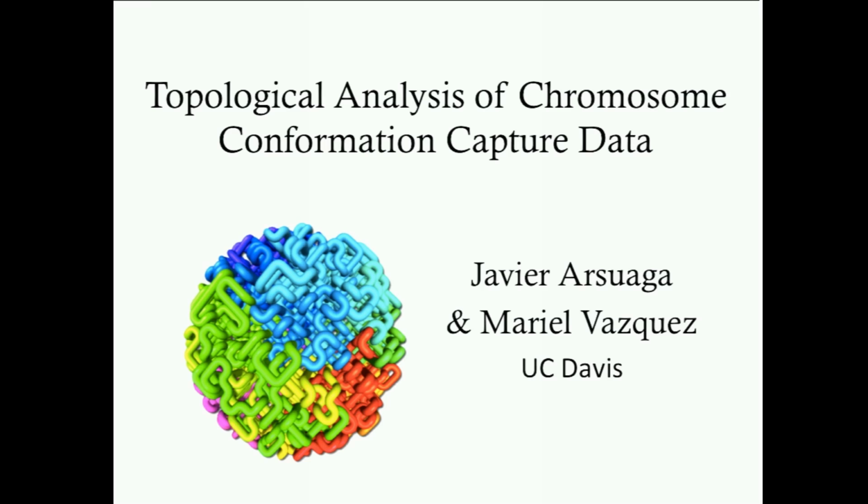And these techniques overall are called chromosome conformation capture data. And they come in different flavors. Some of them are called 3C, 4C, Hi-C, 5C. So there are a number of them, and I'll be explaining some of those.